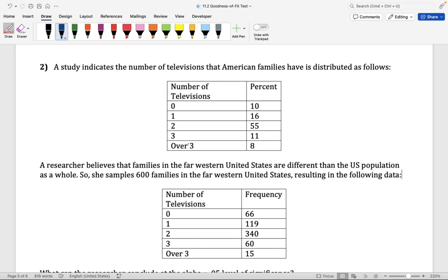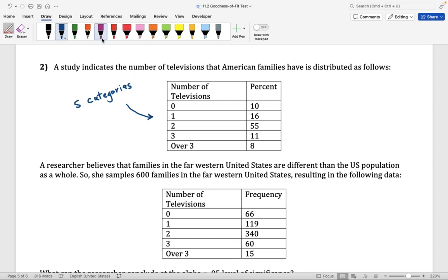So notice, here we have 5 different categories. This is a qualitative variable because categories were made. For example, if a family owns 5 televisions, they're going to be in the category over 3. Because again, we have categories, this is a qualitative variable. This is a categorical variable.